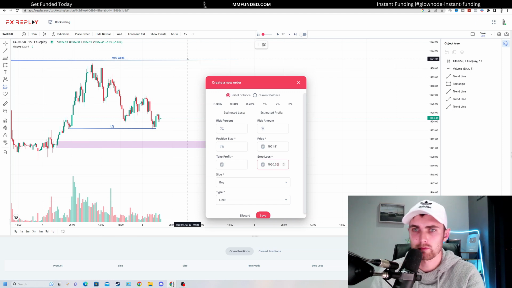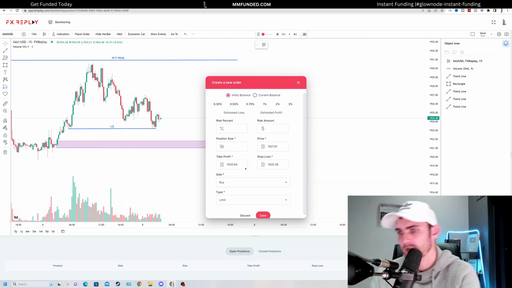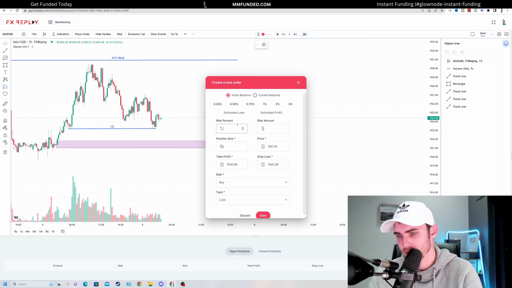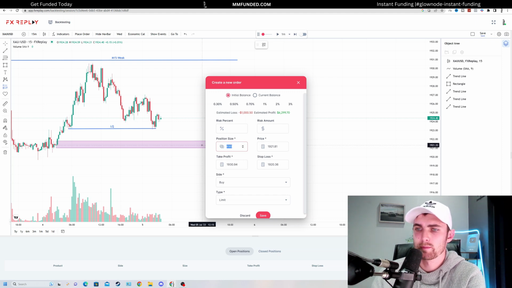Take profit will be at the 15-minute week high, 1930.94. So in this case, this is nearly a 1 to 10 risk to reward. So on this trade, I'm going to risk 1%, which would be $1,000. And that position size will be about 690.